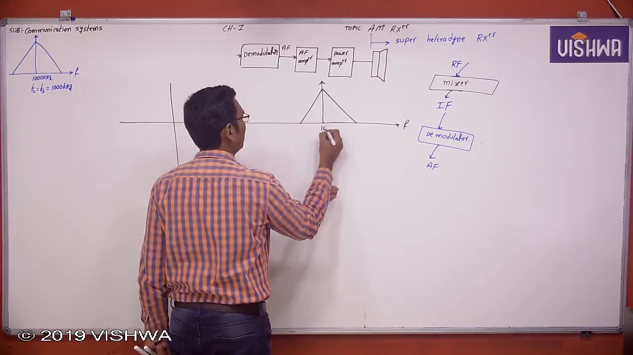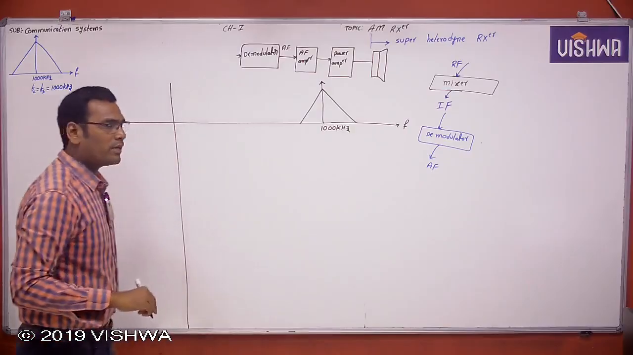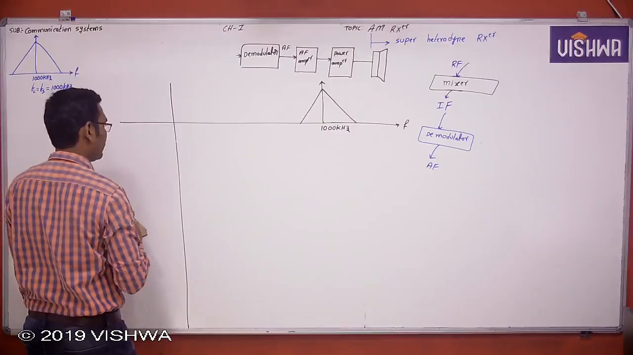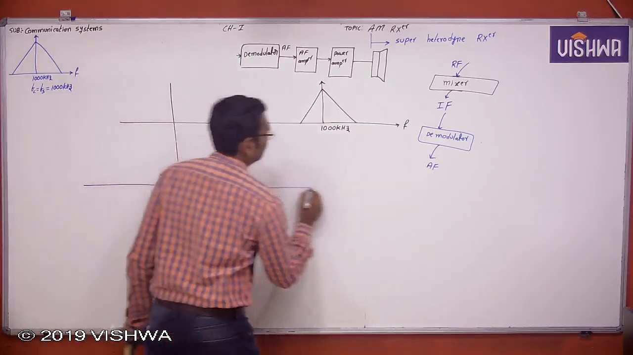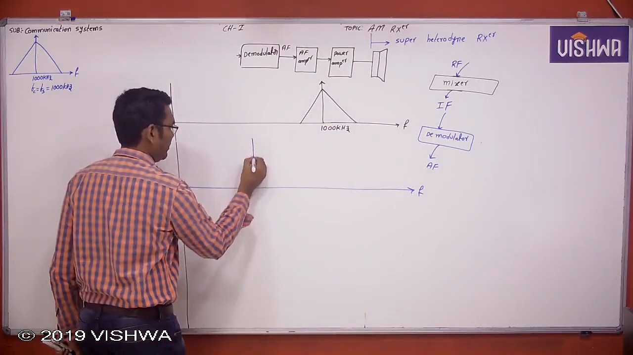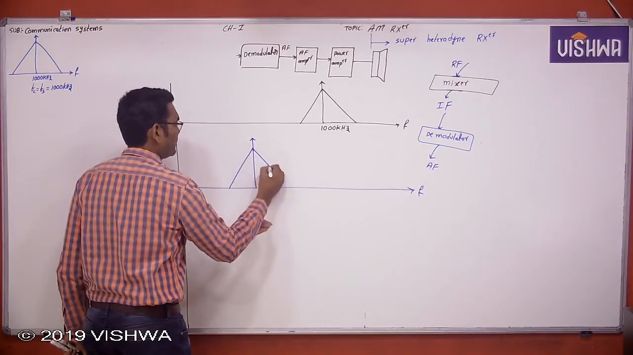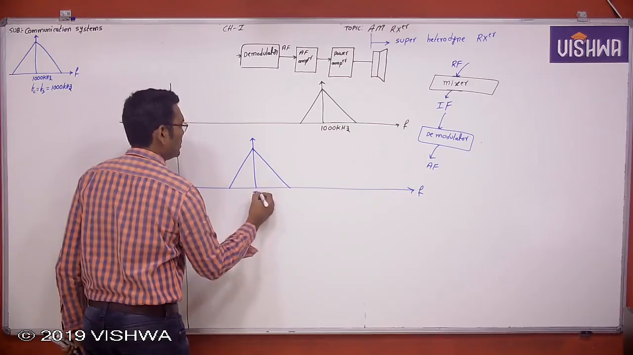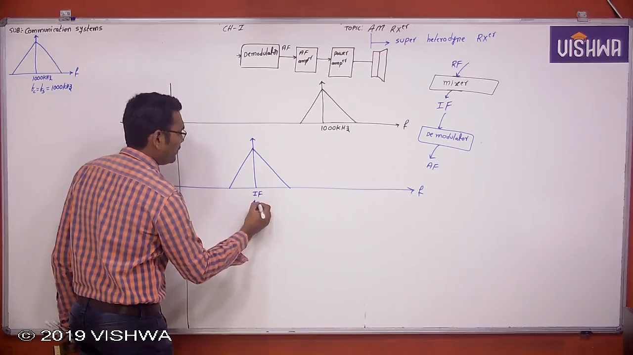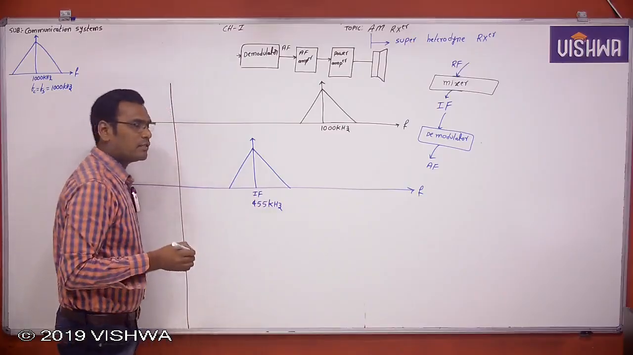Now this is a high frequency. Let us assume, for example, a 1000 kHz signal, and that is down converted to the IF stage. IF means intermediate frequency. The intermediate frequency is fixed for a particular receiver. Now the intermediate frequency is 455 kHz for AM.